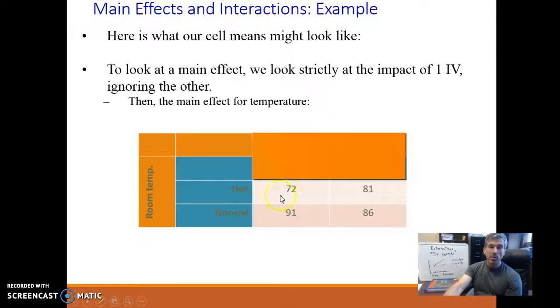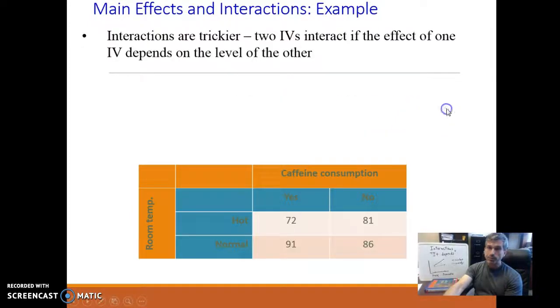Then we might look at room temperature by itself. We ignore whether people had caffeine or not. We just average the people in the hot room and the people in the normal room. The average of people in the hot room was 76.5 on that exam, and in the normal room, 88.5. That's a big difference, a 12-point jump in your scores if you take the test in a normal temperature room compared to a hot room. That very likely is a main effect, though again, we would need an F test to be sure. But that looks like there's probably a main effect there.